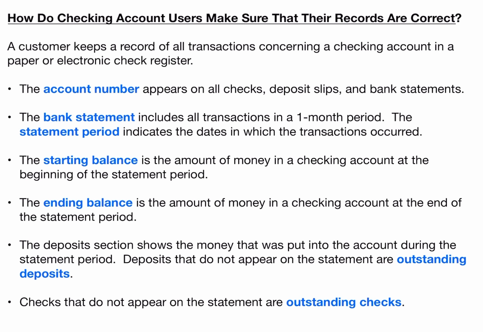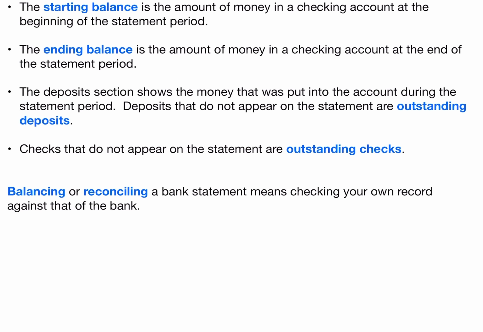The starting balance is the amount of money in an account at the beginning of the statement period, and then the ending balance would be the amount of money in the account at the end of the statement period. Okay, the deposit section in your statement shows all of the money that was put into the account during the statement period. Any deposits that you make that are not in the statement are considered outstanding deposits. And then checks that you write that don't appear in the statement during that statement period are considered outstanding checks.